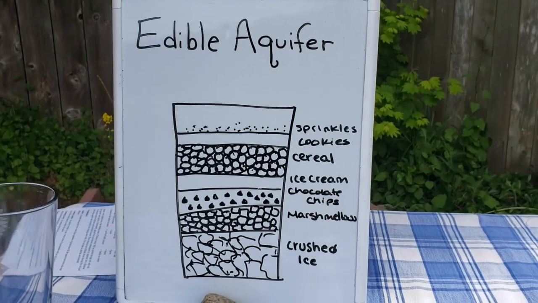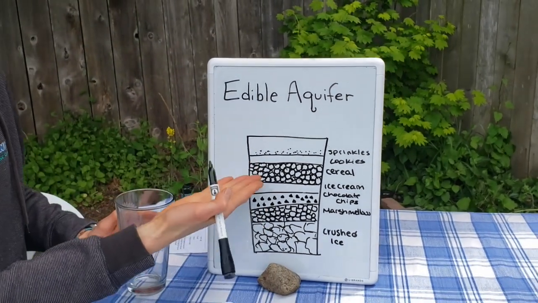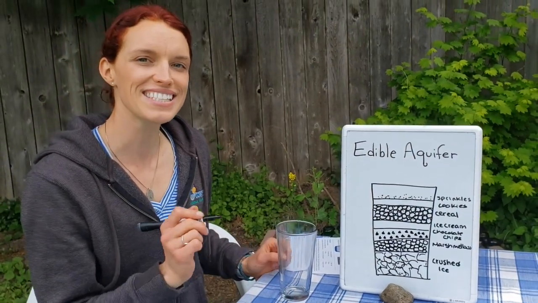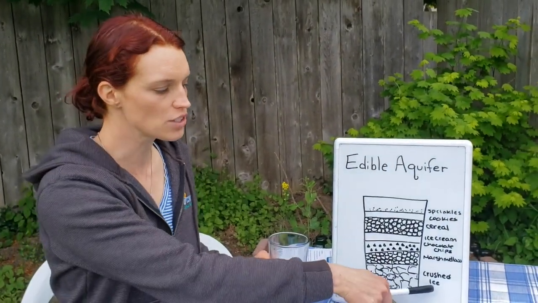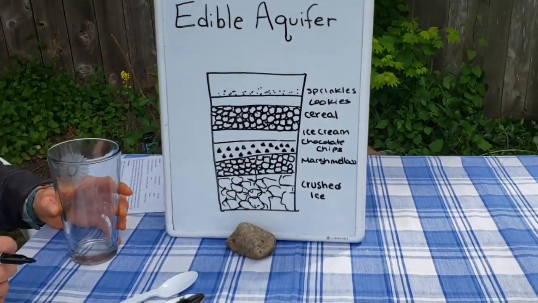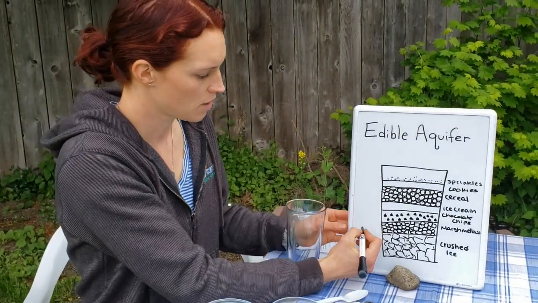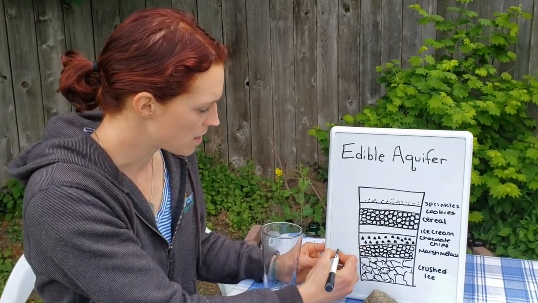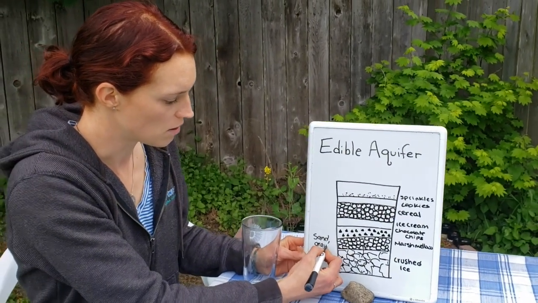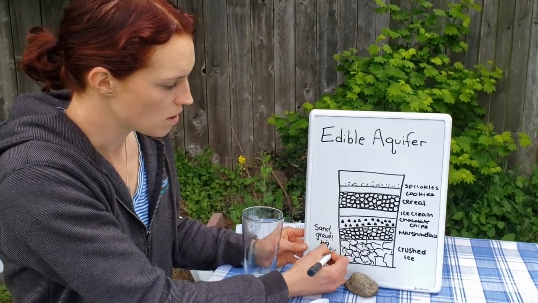Before we start building an aquifer, it's important for us to think about what would we actually find underground. Here in this picture, I have listed out the different food items, and we're going to go over what is the actual material underground. So first of all, deep down in the earth, in my model, we have crushed ice. What would the ice represent? It might be sand, gravel, big rocks. That's going to be all this.